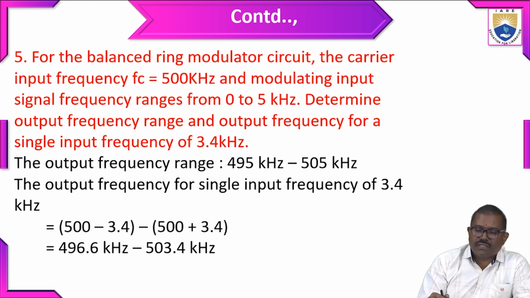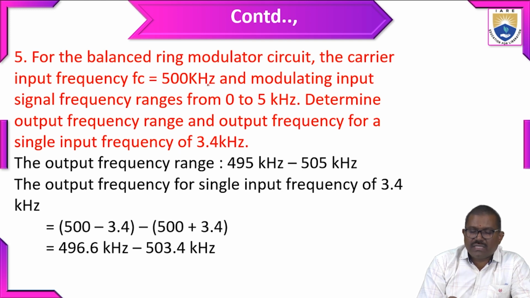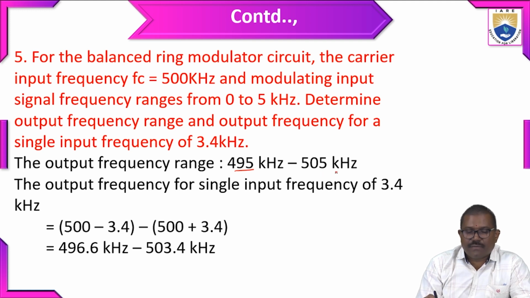kHz. So for the output frequency range, 500 kHz minus 5 is 495 kHz, and again 500 plus 5 is 505 kHz. So this is the frequency range. The output frequency range is 495 kHz to 505 kHz.